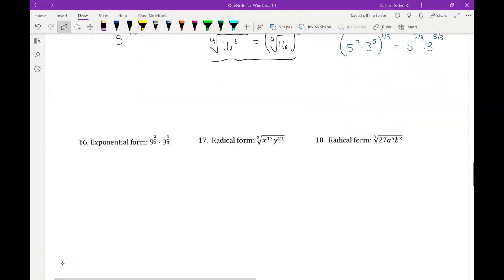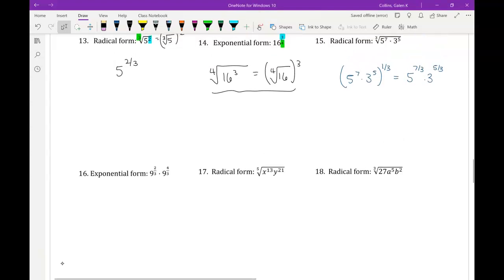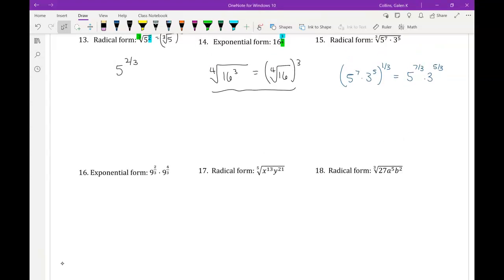All right, 16, we have this in exponential form. So kind of like we did the last one in 2 steps, it works better for my brain to do this in 2 steps. So I notice that both of these expressions have a rational exponent that has a denominator of 3. Remember, in math, rational is a fancy word for fraction. So I might first start by changing this to the cube root of 9 squared times 9 to the 4th.